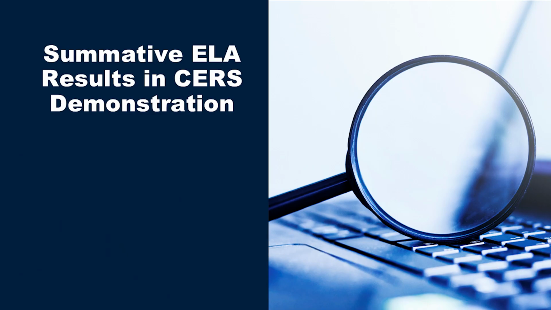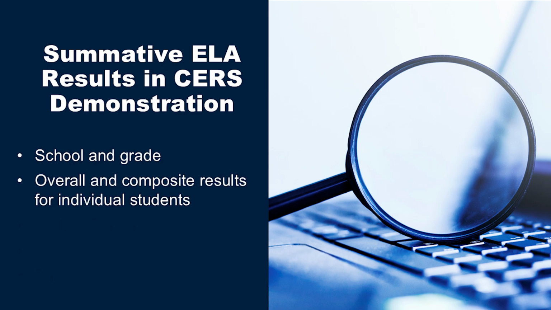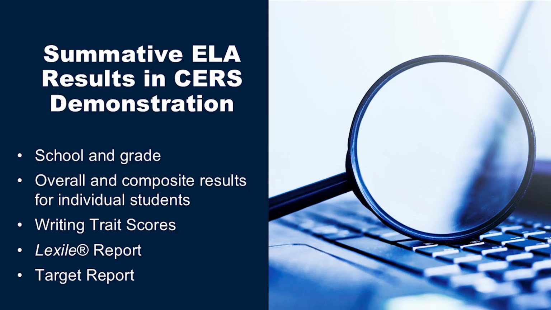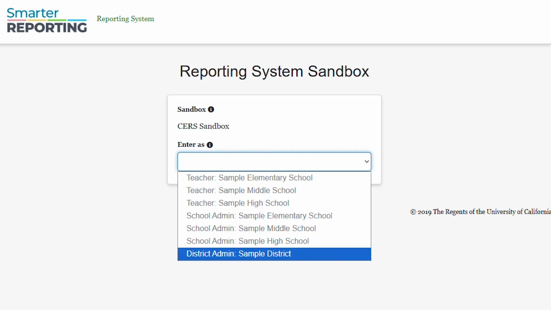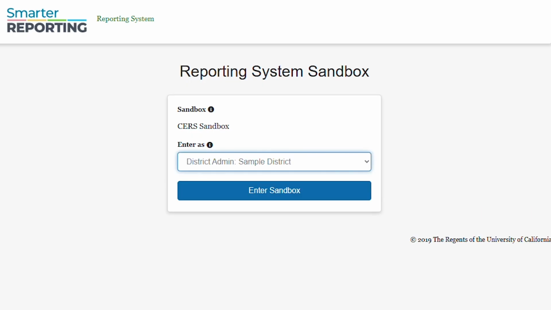This video will show specific features of the California Educator Reporting System, or CERS, for Summative English Language Arts, or ELA, results. The demonstration includes how to access results by school and grade, overall and composite results for individual students, writing trait scores, a Lexile report, and a target report. This demonstration uses the CERS Sandbox with the district admin role selected.